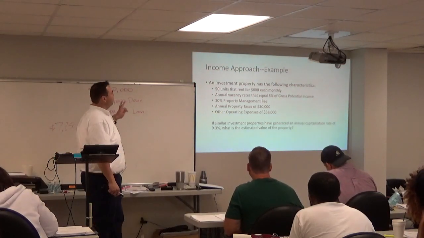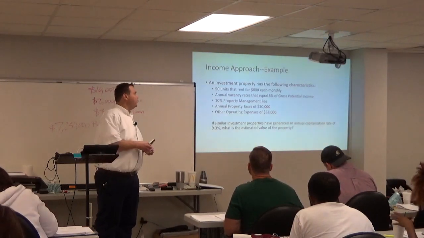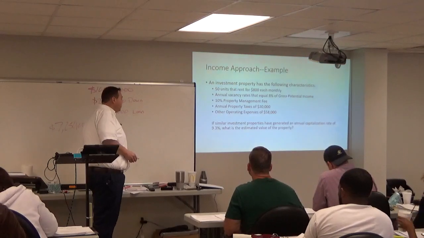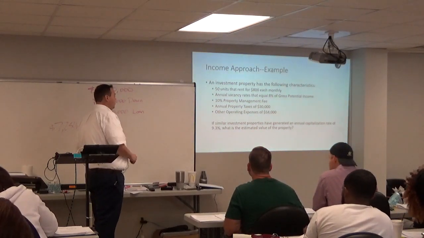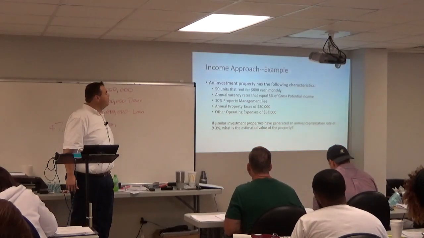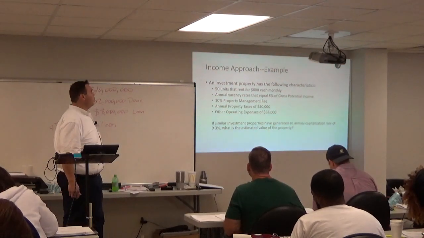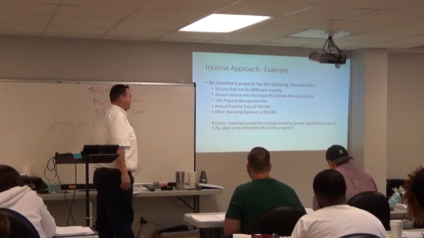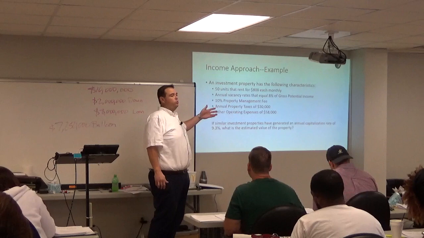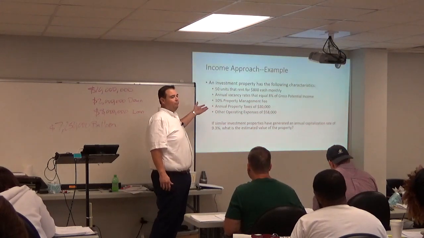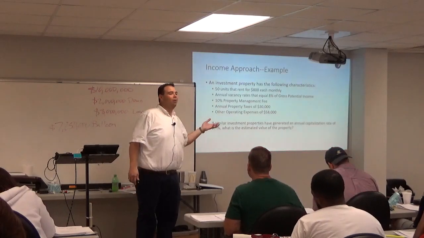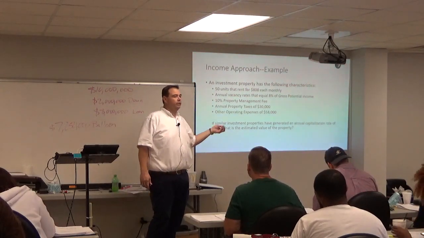So here's an example. It says an investment property has the following characteristics. 50 units that rent for $800 each monthly. Annual vacancy rates that equal 8% of the gross potential income. 10% property management fee, annual property taxes of $30,000, and other operating expenses of $58,000. What is all that information going to help us do? What are we going to do with that? Put it in that big what? That big long before tax cash flow formula and get to our net operating income.